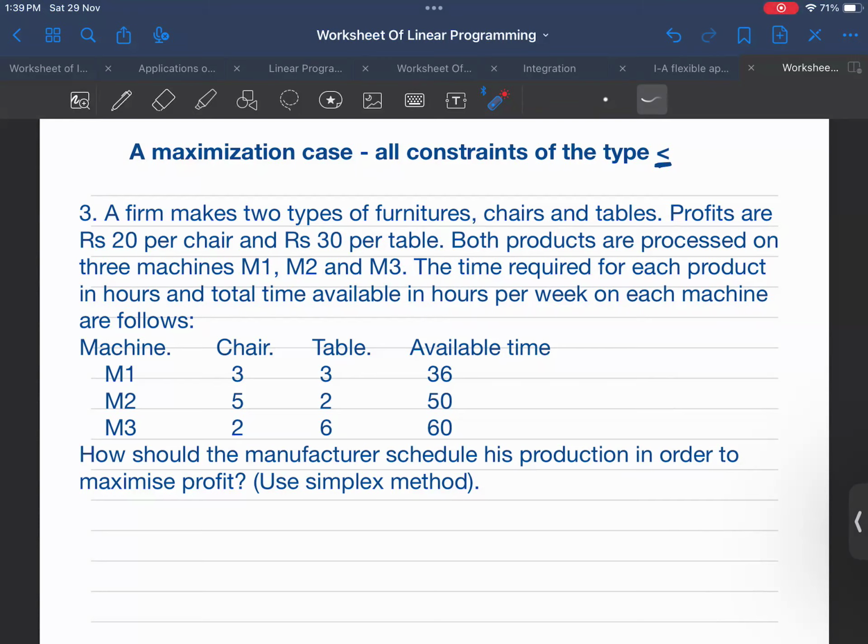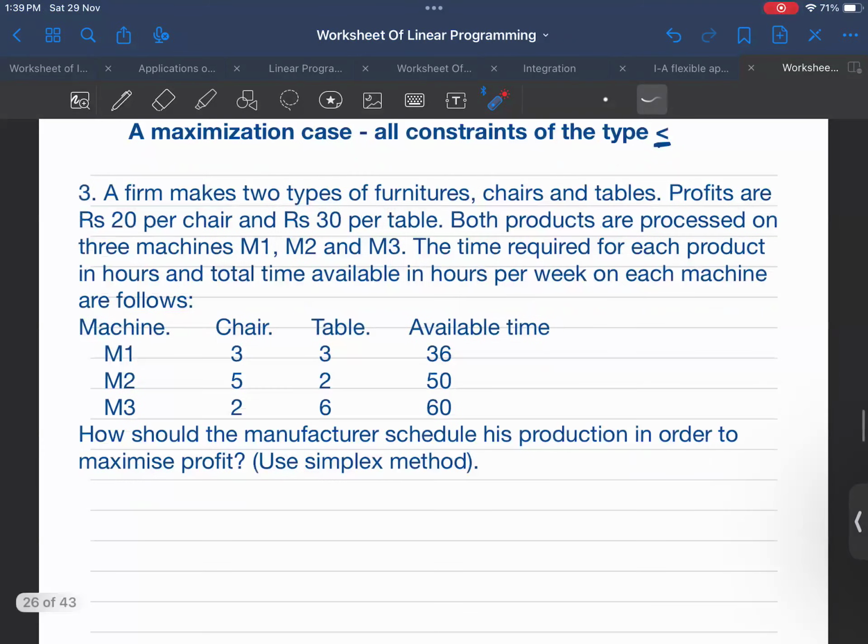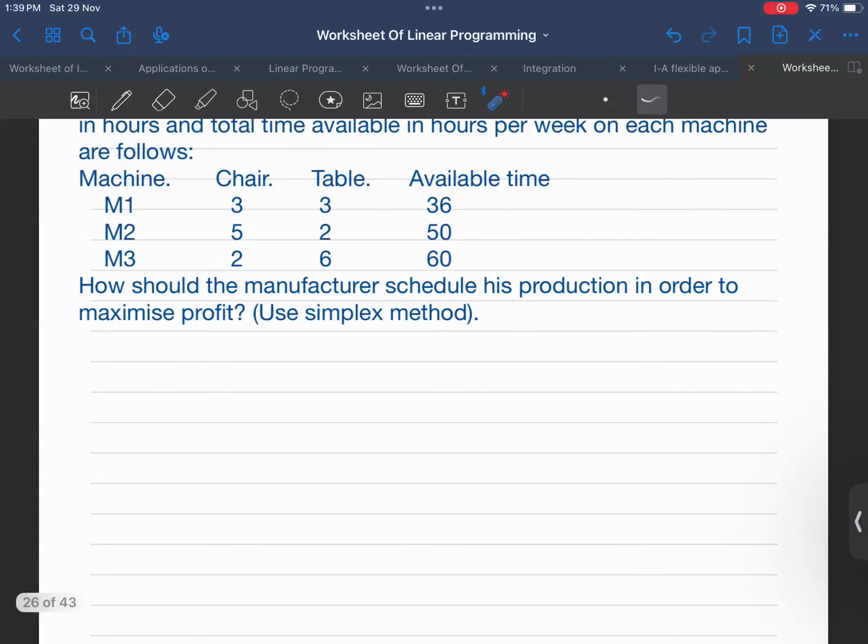It says, a firm makes two types of furniture, chairs and tables. Profits are rupees 20 per chair and rupees 30 per table. Both products are produced on three machines, M1, M2, M3. The time required for each product in hours and total time available in hours per week on each machine are as follows. Okay, a table is given where we have chair, table, available time. Machines are M1, M2, M3. So how should the manufacturer schedule his production in order to maximize the profit?